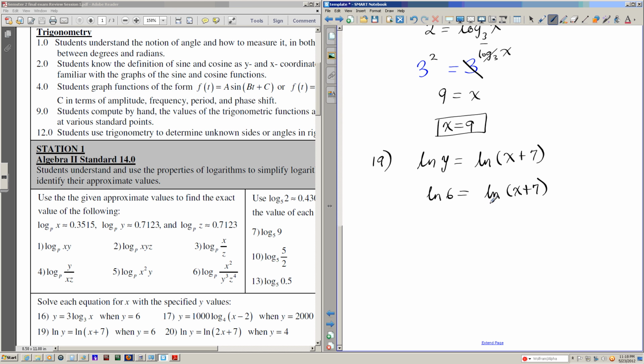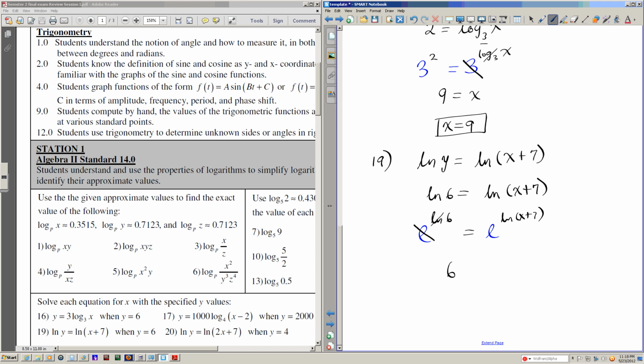Let's see, how do we get rid of the natural logarithms from both sides? You remember the base of natural logarithm is e, so I'm going to use e as my basis of exponentiation. I'm going to have a big E on the left and a big E on the right, and then e to the ln of 6 equals e to the ln of x plus 7. On the left side, the e and the ln are inverses.